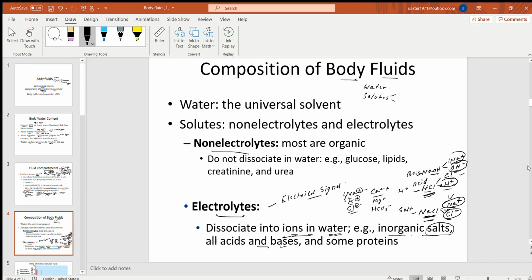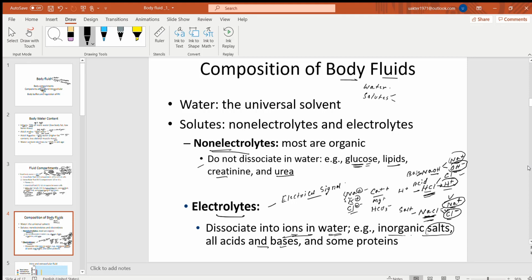Now, non-electrolytes are mostly the organic compounds in your body: proteins, carbohydrates, fats. The simplest form of carbohydrate is glucose, which does not carry electrical charge. So it is a non-electrolyte. Lipids, different types of lipids, phospholipids, right? Triglycerides, they don't carry electrical charge. Creatinine, urea, these are the non-electrolytes. They don't carry positive or negative charges. Okay.